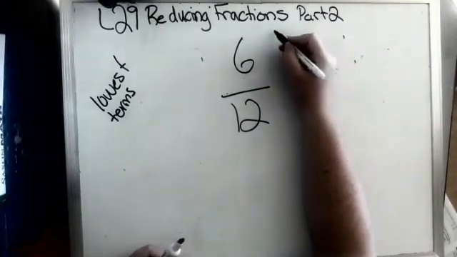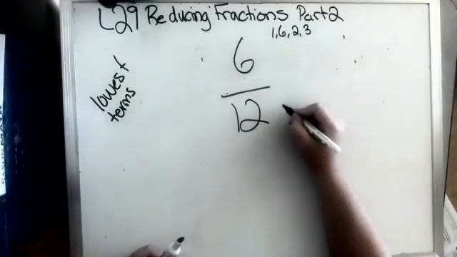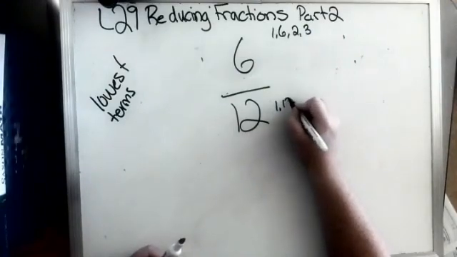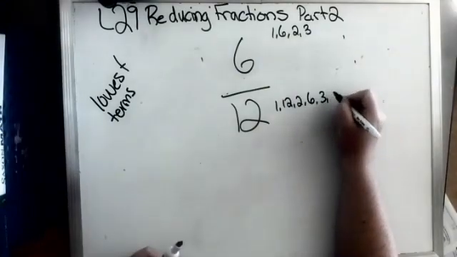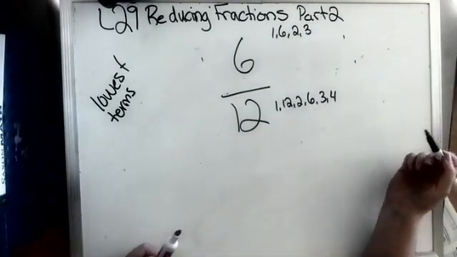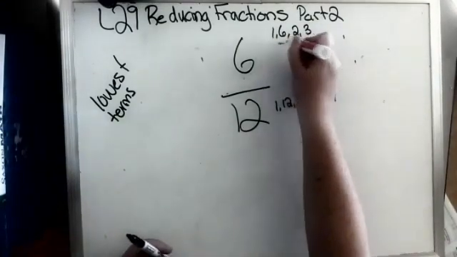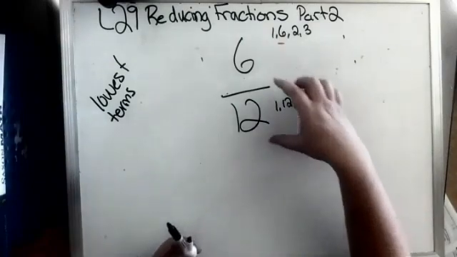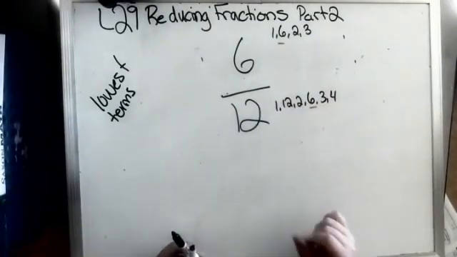Well, 6's factors are 1, 6, 2, and 3. 12's are 1, 12, 2, 6, 3, 4. Are there any common factors? Well, yes, there are. And what is the greatest common factor? The greatest common factor is 6. So I'm going to take both the numerator and the denominator, because whatever I do to one, I have to do to the other. That's a rule.